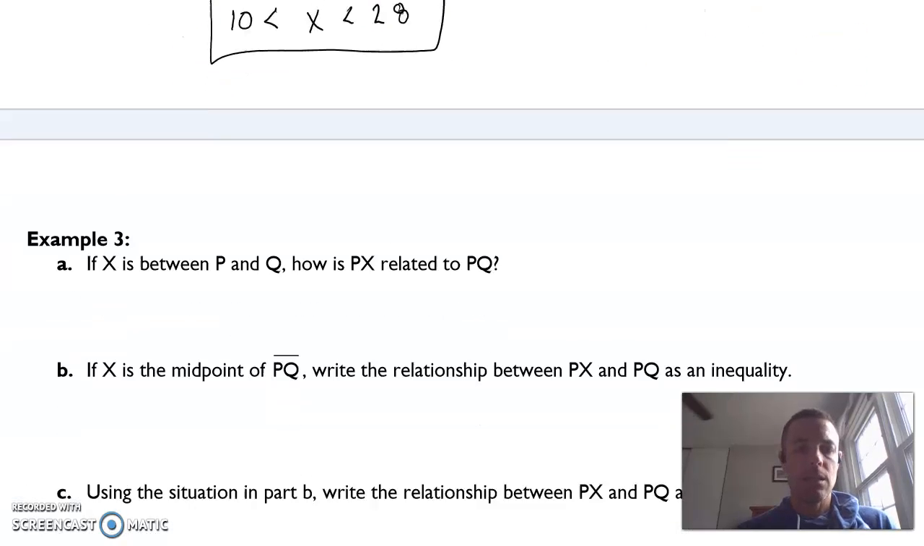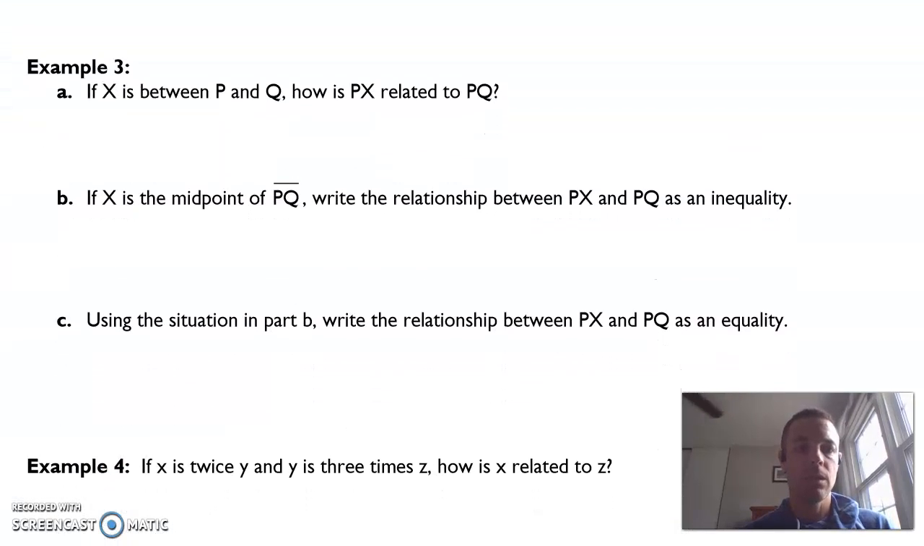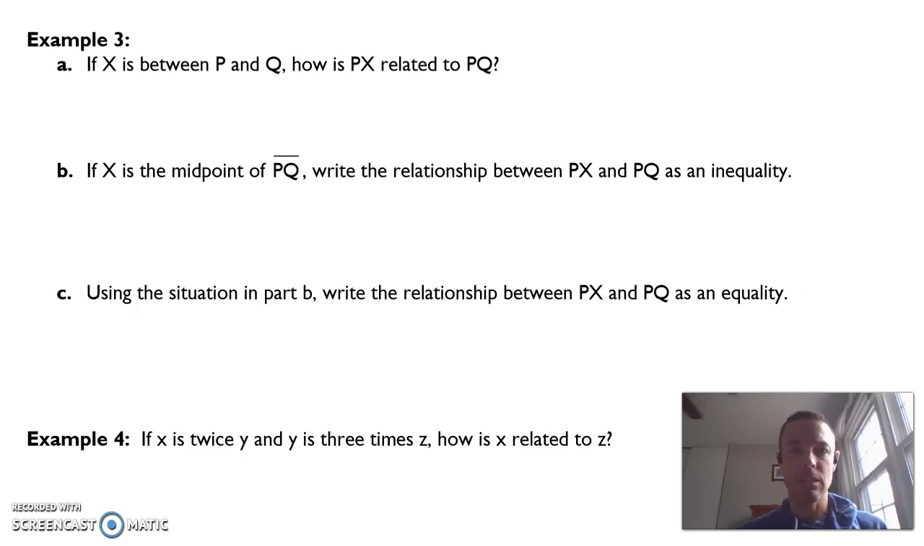On the next slide, example 3, you might need to sketch this out to kind of get a better handle of this, or it might become obvious to you as you read through what they're asking. So go ahead and try example 3. Try all A, B, and C. Press pause. See if you can come up with relationships.